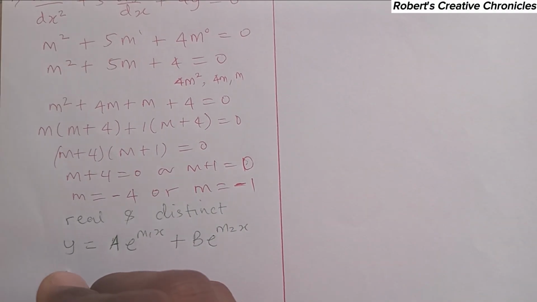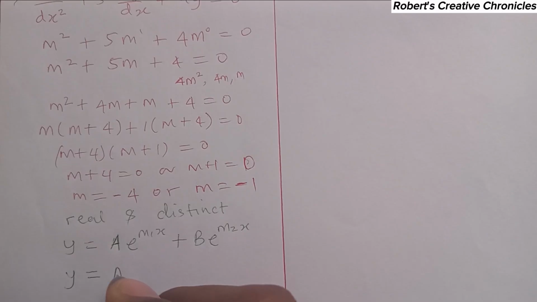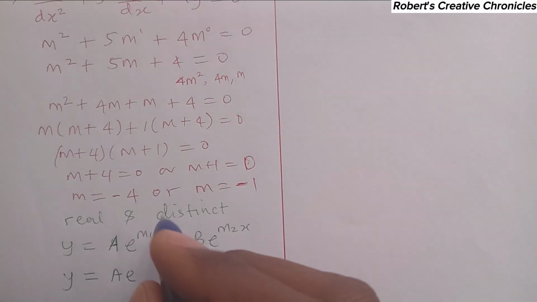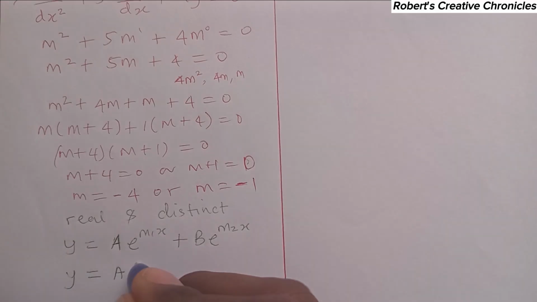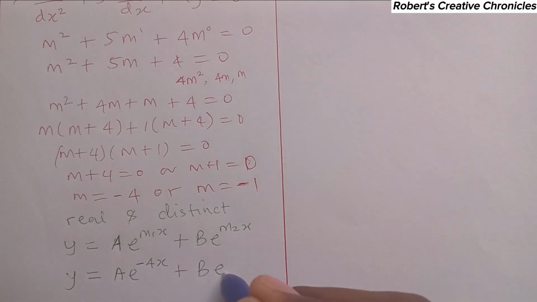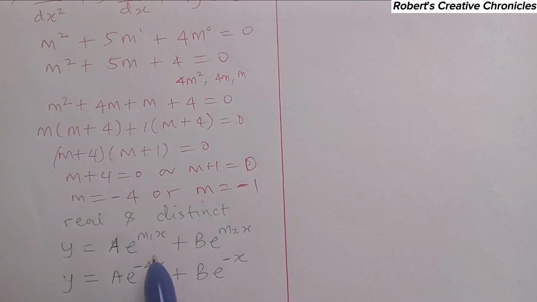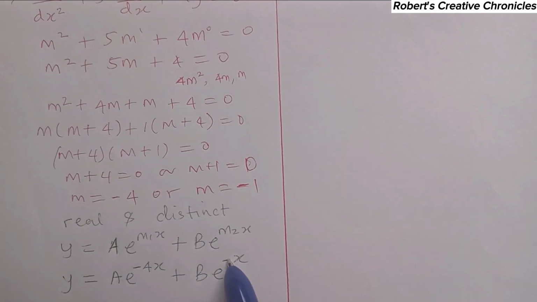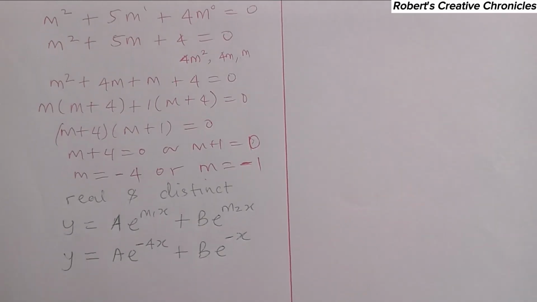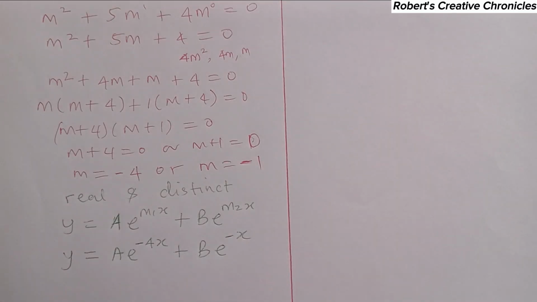So we can say that y is equal to a exponential of minus 4x plus b exponential of minus x. If you put minus x here or minus 4x here, either one is correct, so any order is correct. So this is the general solution of this equation. We have finished the first one.